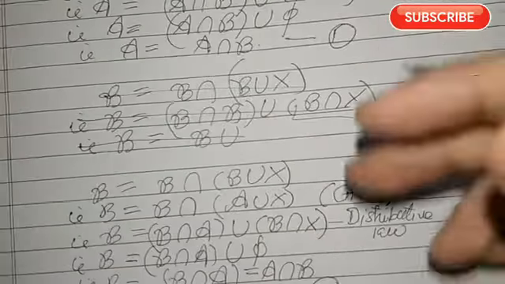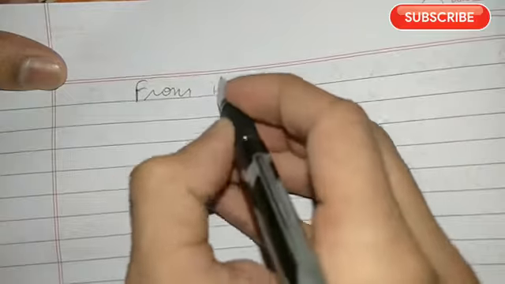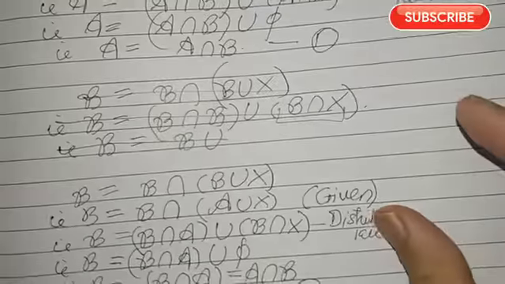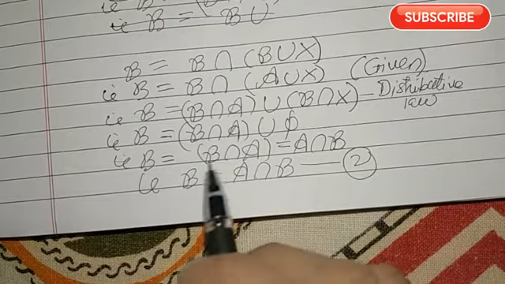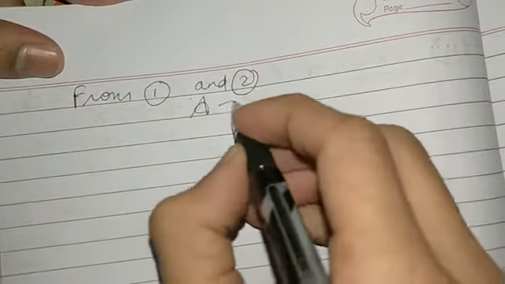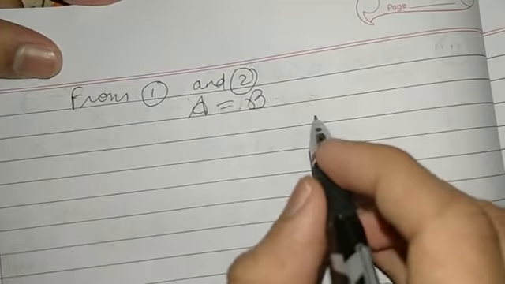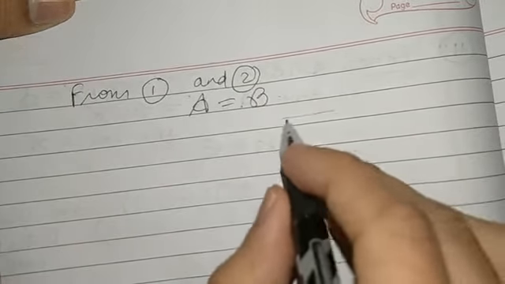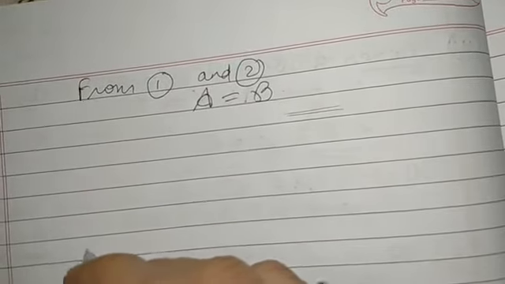So what we have from 1 and 2? 1 is A is equal to A intersection B, right? And 2 is B is equal to A intersection B. So from 1 and 2 you get A is equal to B, right? So this is problem number 11.